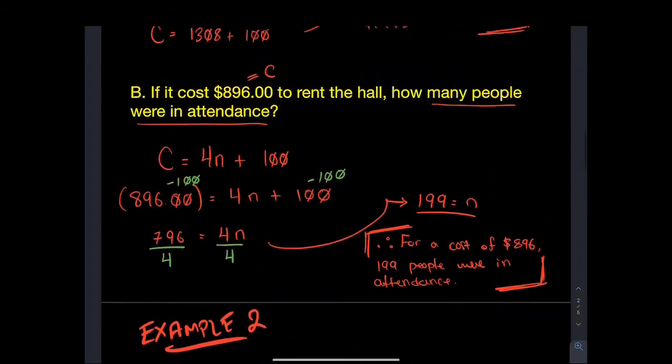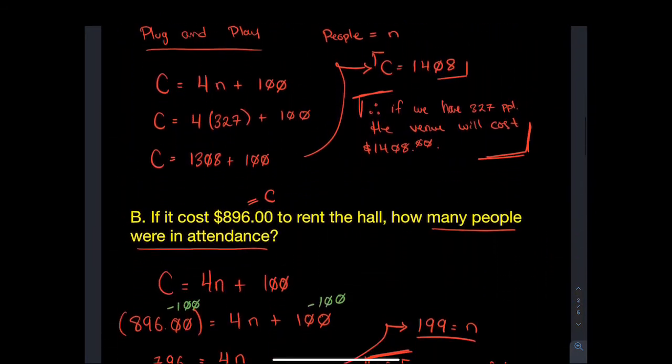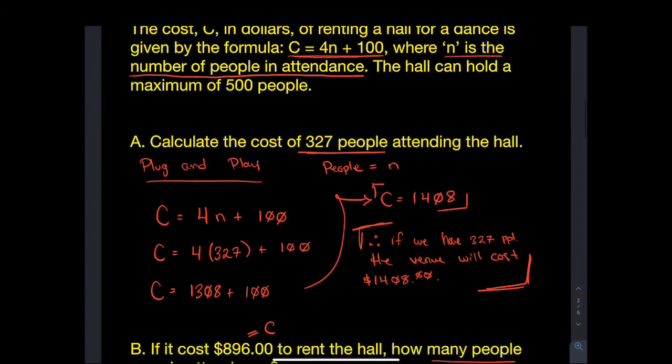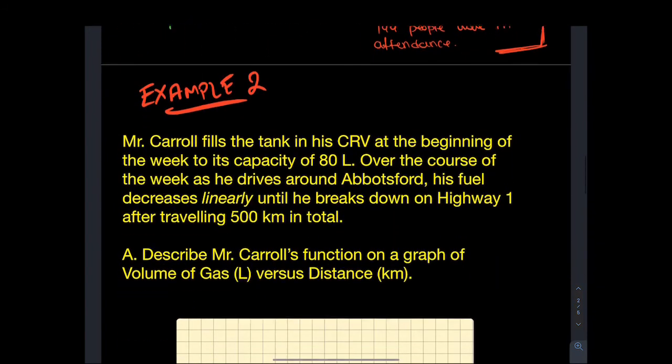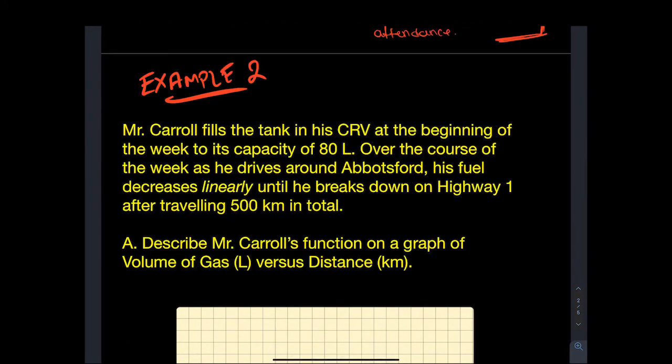So example 2, this is going to be a little bit different, or hopefully drastically different, from the type of question that we see up here. And this one is going to use me as an example. So Mr. Carroll, he fills his tank in his CRV at the beginning of the week to its capacity of 80 liters. Okay. Over the course of the week, as he drives around Abbotsford, his fuel decreases linearly until he breaks down on Highway 1 after traveling 500 kilometers in total.